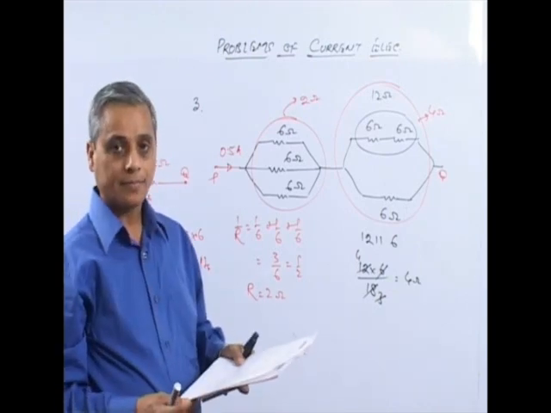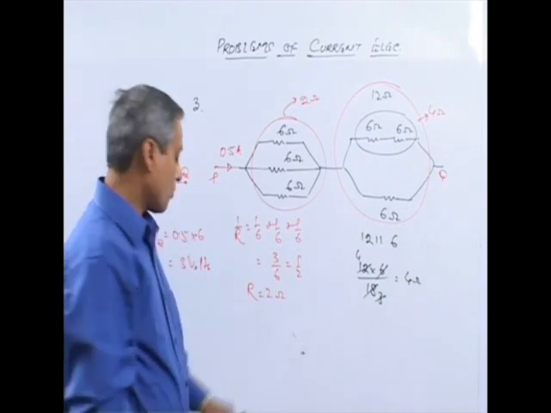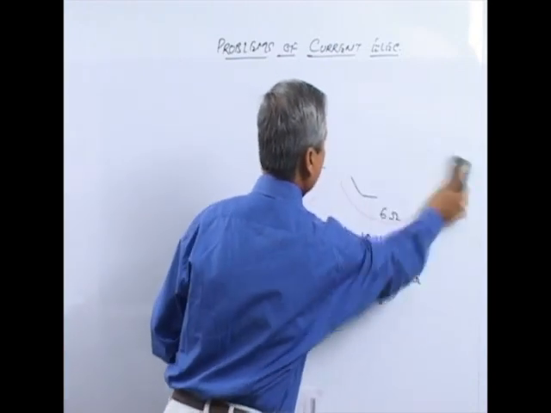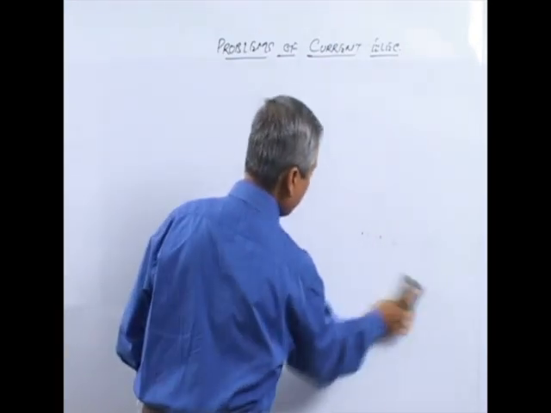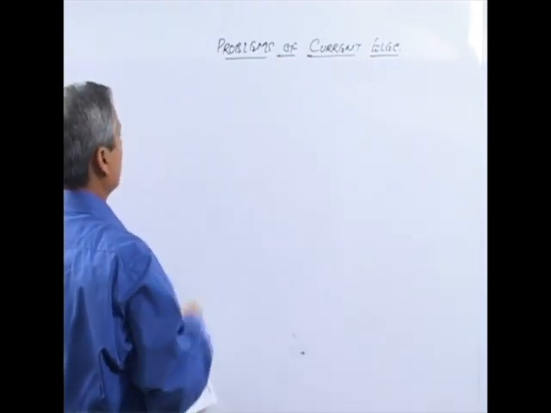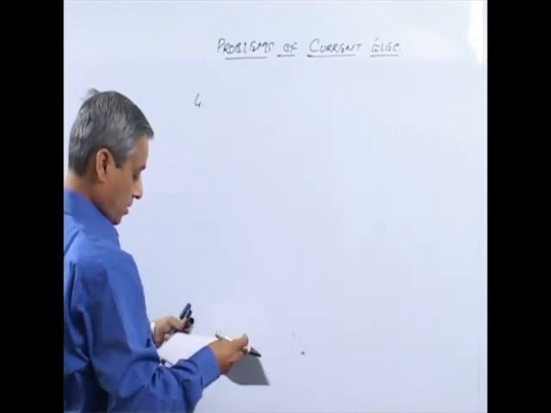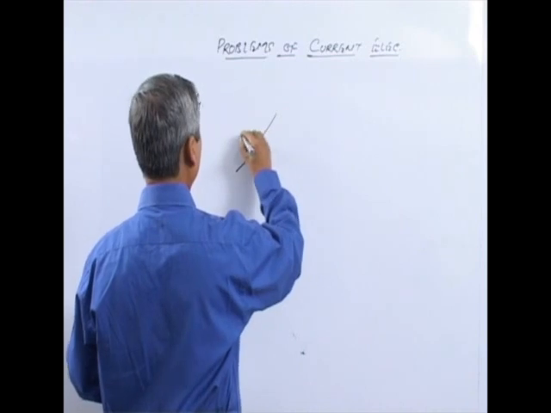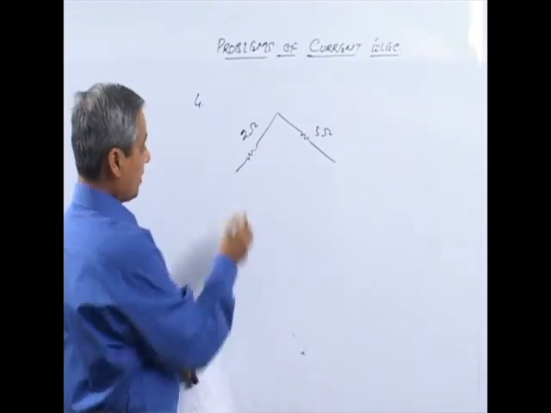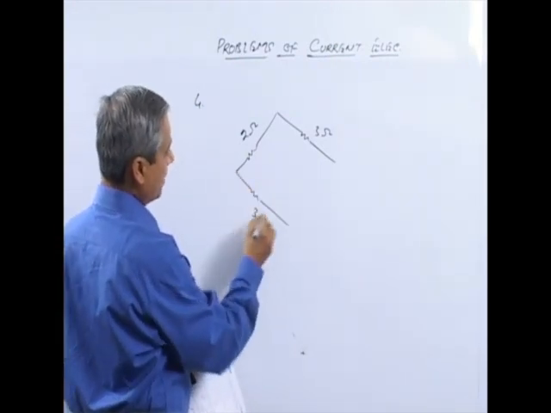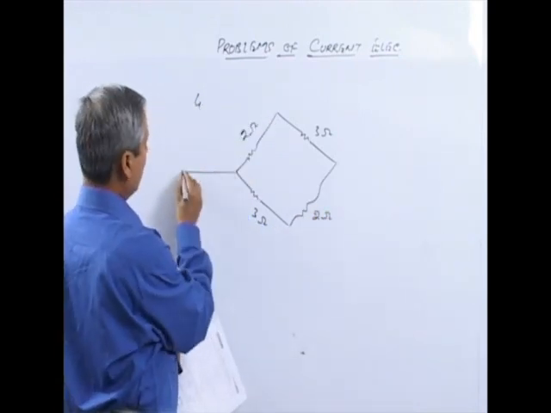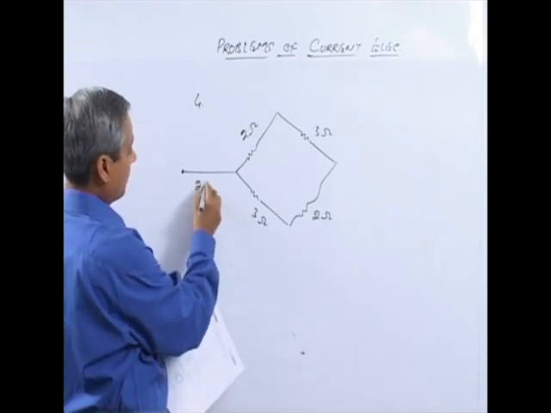Now question number 4. Question number 4 goes like this. There is a circuit given in the figure having 4 resistances as shown. It is 2 ohm resistance and then 3 ohm resistance. Similarly, in the lower half it is 3 ohm resistance and then 2 ohm resistance, and then a current of 2 ampere is entering here.